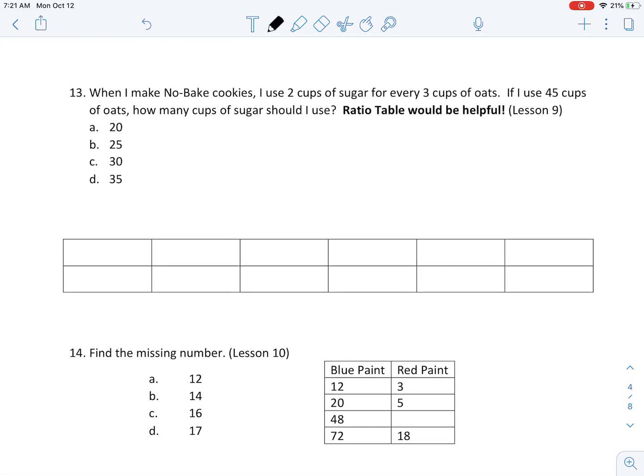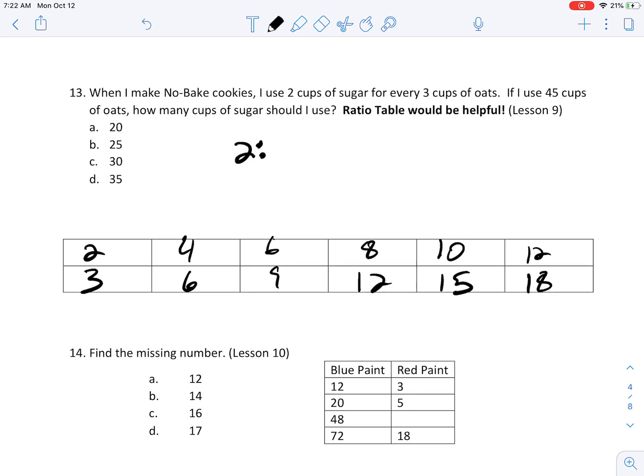13. When I bake no-bake cookies, I use 2 cups of sugar for every 3 cups of oats. If I use 45 cups of oats, how many cups of sugar should I use? Okay, so our ratio is 2 to 3, sugar to oats. But if we complete this table, it doesn't give us enough room unless you skip numbers to go all the way up to 45. Okay, so we have to try something else.